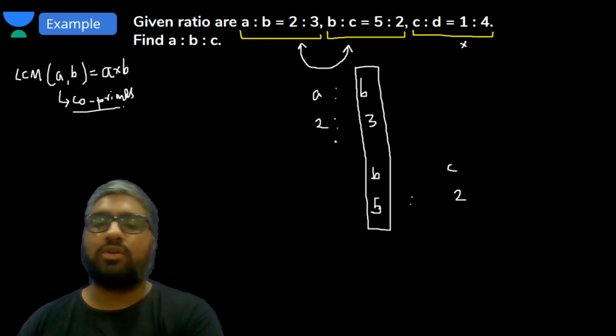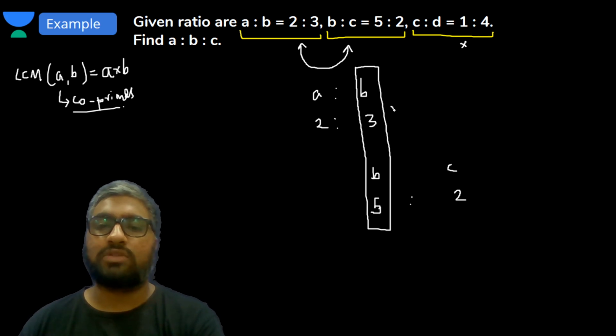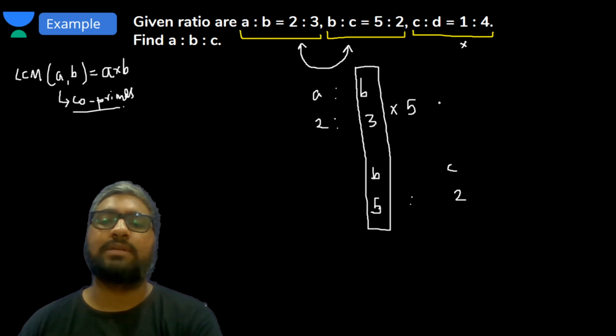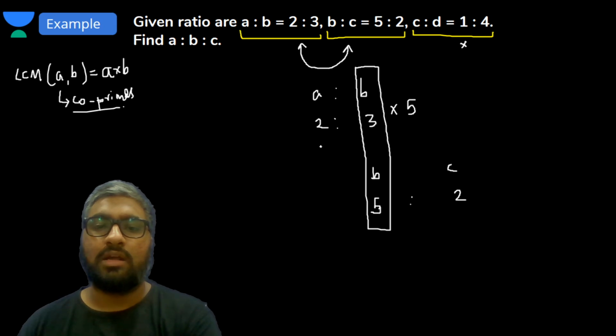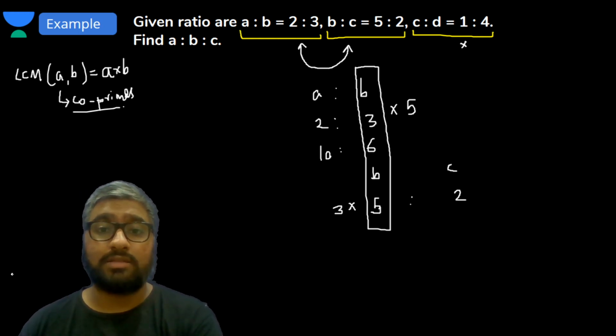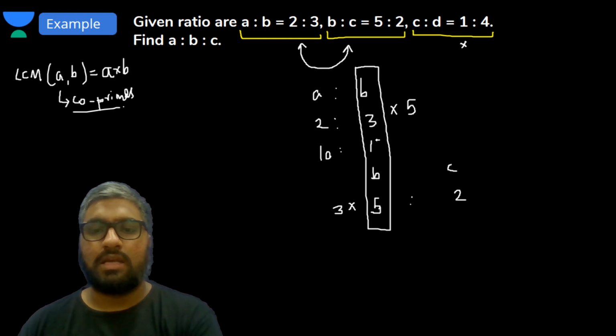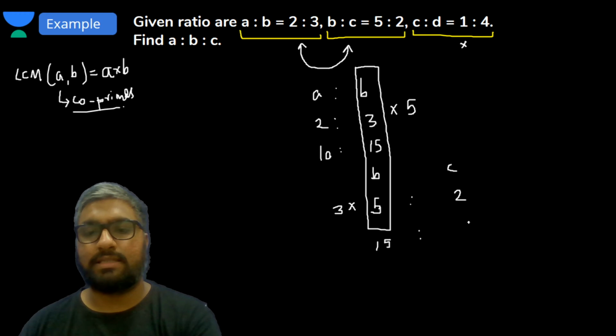Great. So what do you do here? Multiply this ratio with 5, multiply this ratio with 3. That will ensure that the common term is the same. If I multiply this with 5, the new ratio would become 10 is to 15. Sorry, I said 10 is to 6 earlier, my bad. 10 is to 15. And multiplying the other with 3, this would be 15 is to 6.